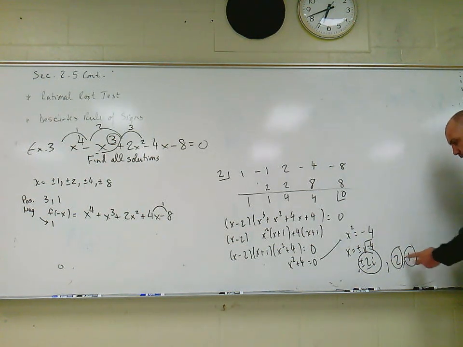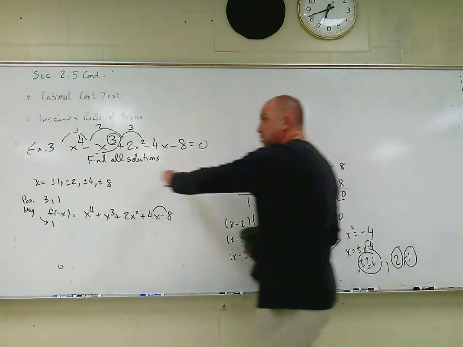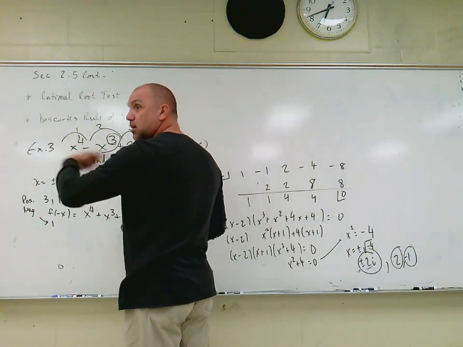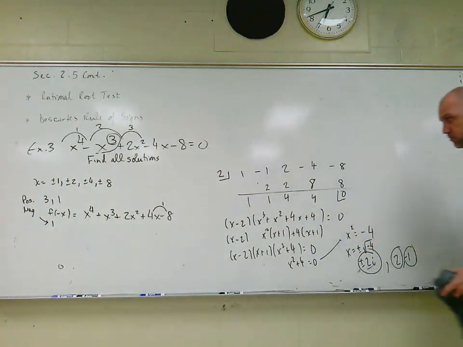So look at your answers: 1 positive, 1 negative, 2 imaginary, which was guaranteed. Notice 2i and negative 2i won't show up here because this is called a rational root test, not an imaginary root test. So those weren't choices, but those choices helped me to solve it.